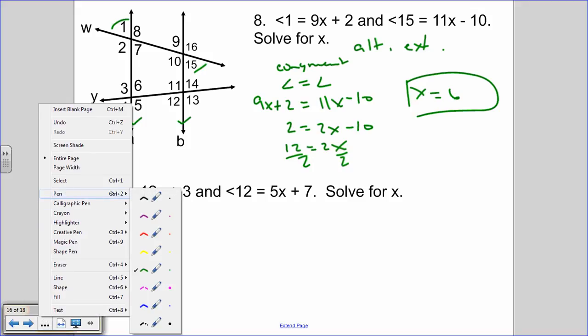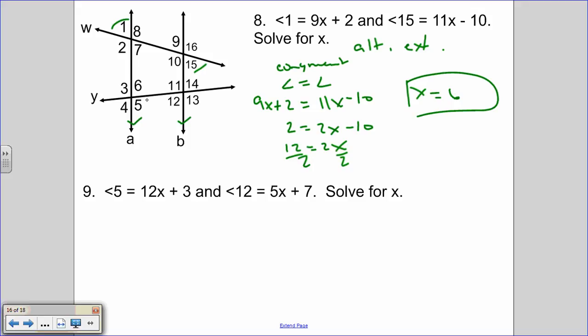Okay, now the next problem, I'm looking at angle 5 and angle 12. Both angle 5 and angle 12 are between A and B, so they're in the interior region and they're on the same side. So again, that is consecutive. And consecutive is supplementary.